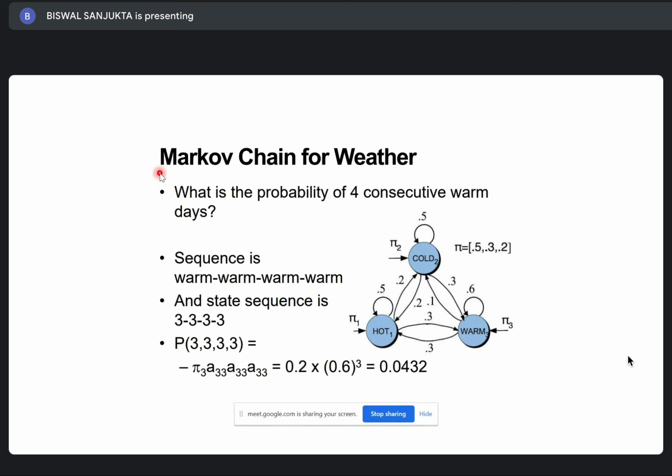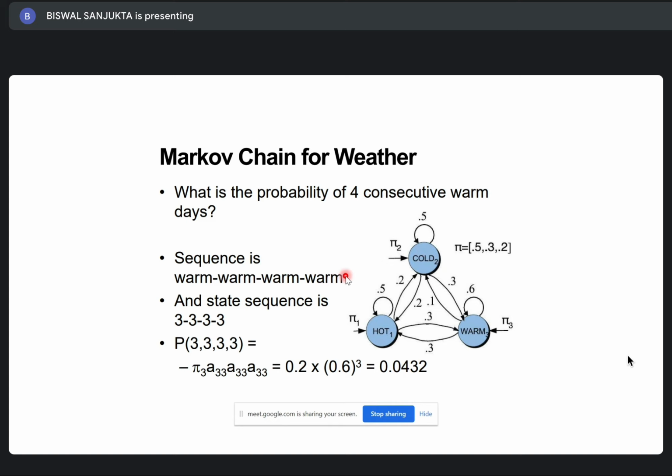Okay, so taking that formula in mind, there is a question. I have training data which says what the weather is on each day, for example today is cold, tomorrow is hot, the day after tomorrow is warm. Like that, let's say we have data for 10 days. From that, we are interested to know when this sequence occurred: for 4 consecutive days, a warm day.